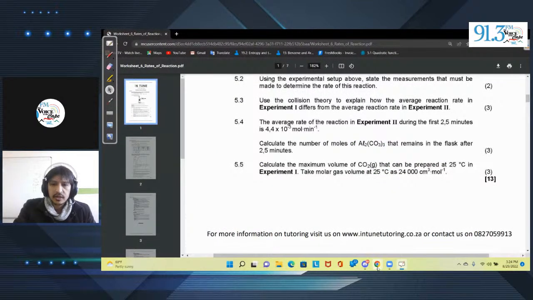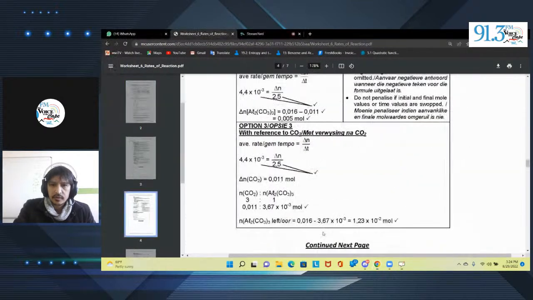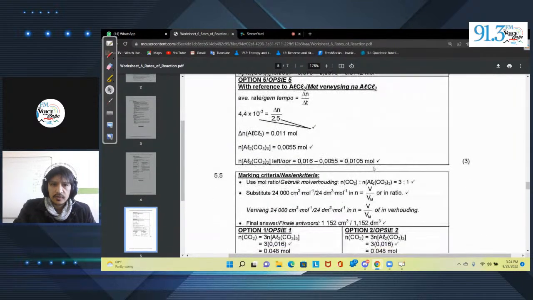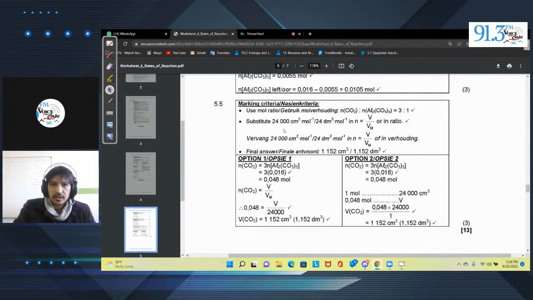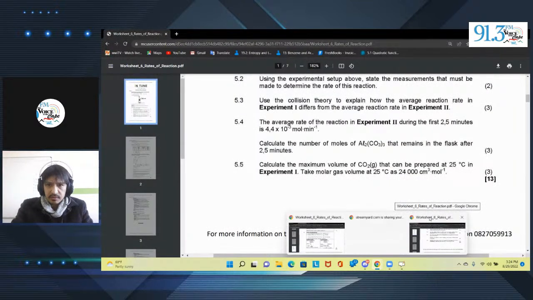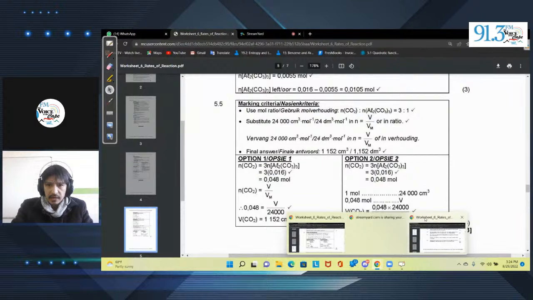Okay, so let's take a look here. Let's go to the memo and see how they went about it. So what they did was, if you look here, they state use the mole ratio nCO2 to nAl2(CO3)3. We find that it is 3:1, right? That's the molar ratio. And we can double check that. What I actually want to do is grab this and pull this back over here.